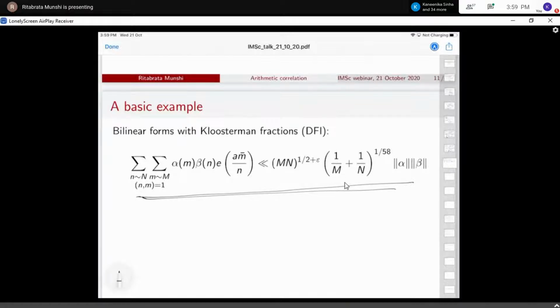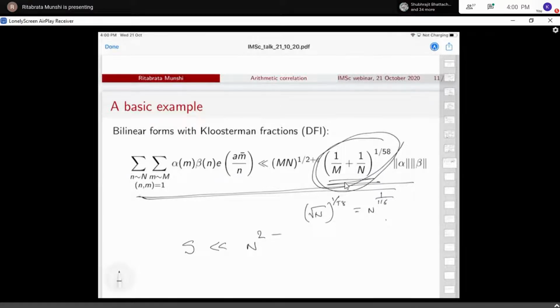If you ignore this part of the bound, then you get the trivial bound, and this is the saving that you get by applying their result. In our case, both capital M and capital N are root n. So we are saving here root n to the power 1 by 58, which is n to the power 1/116. So finally, we're able to conclude that S is bounded by N to the power 1 minus 1/16, after the first step of applying the circle method, what we saved from applying the summation formulas, and the sum over A.